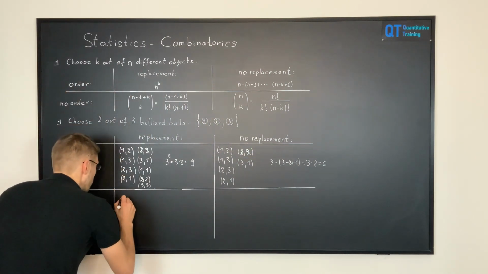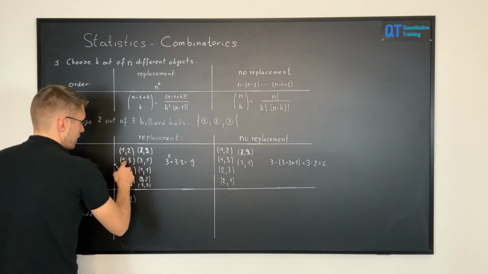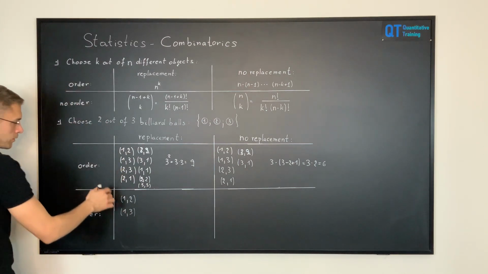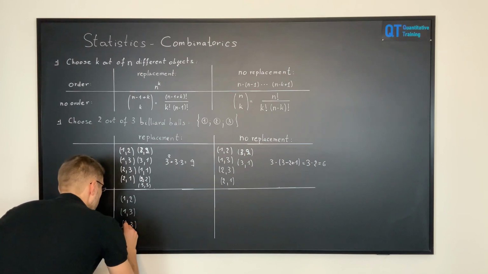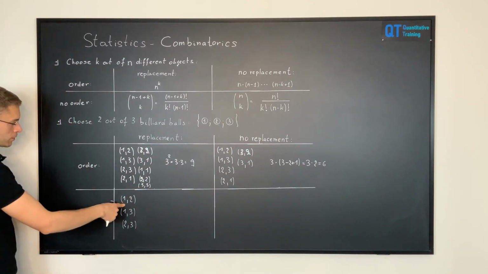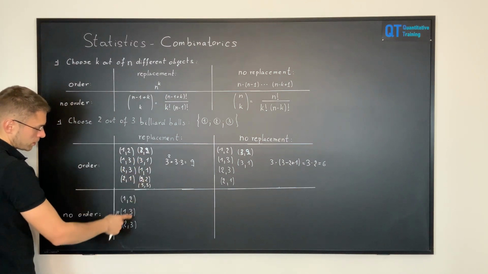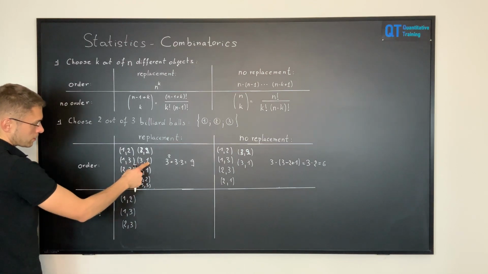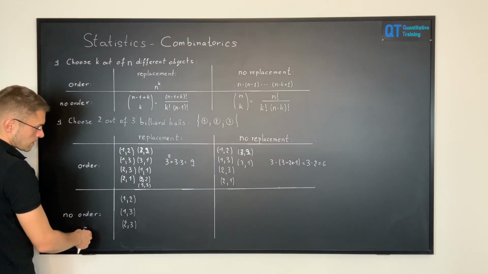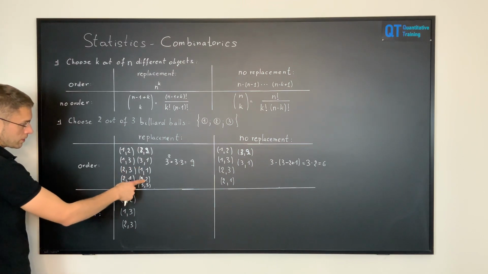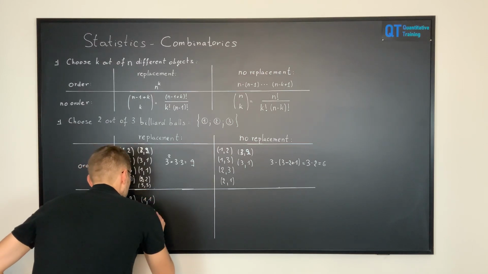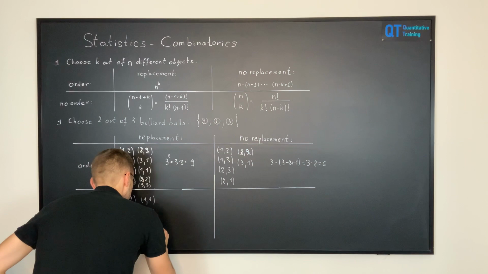So we have 1, 2. We have 1, 3. We have 2, 3. And 2, 1 is already included in 1, 2. 3, 2 is already included in 2, 3. 3, 1 is already included in 1, 3. And let's see, we have replacement, so these 3 are allowed as well. So we have 1, 1, we have 2, 2, we have 3, 3.